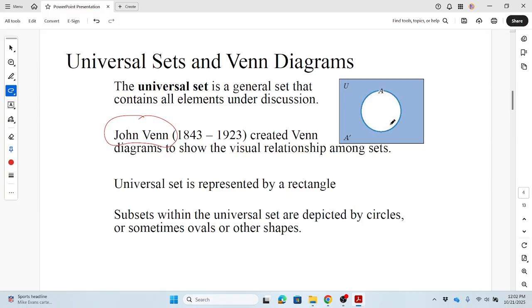And the Venn diagram we use to show the relationship between the sets. This circle is the set A. Outside the circle is the set A prime. And the difference between a set and the universal set is that for the universal set we always use the rectangle.